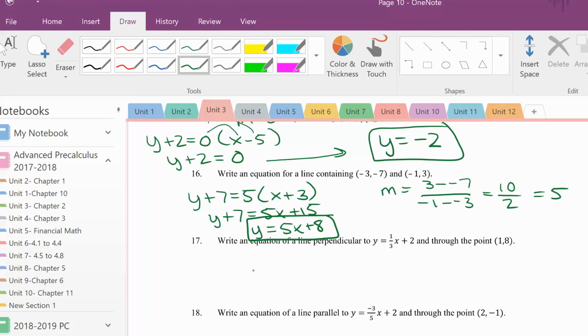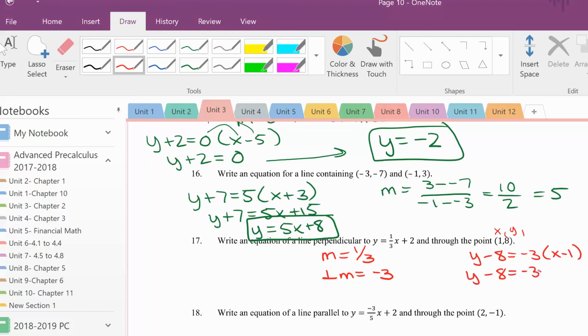So 17 says write an equation of a line perpendicular to the line y equals 1/3 x plus 2 and goes through the point (1, 8). Well, notice in y equals 1/3 x plus 2, the slope is 1/3, which means the perpendicular slope is equal to -3. So you're going to use the perpendicular slope and this point and write your equation of the line.